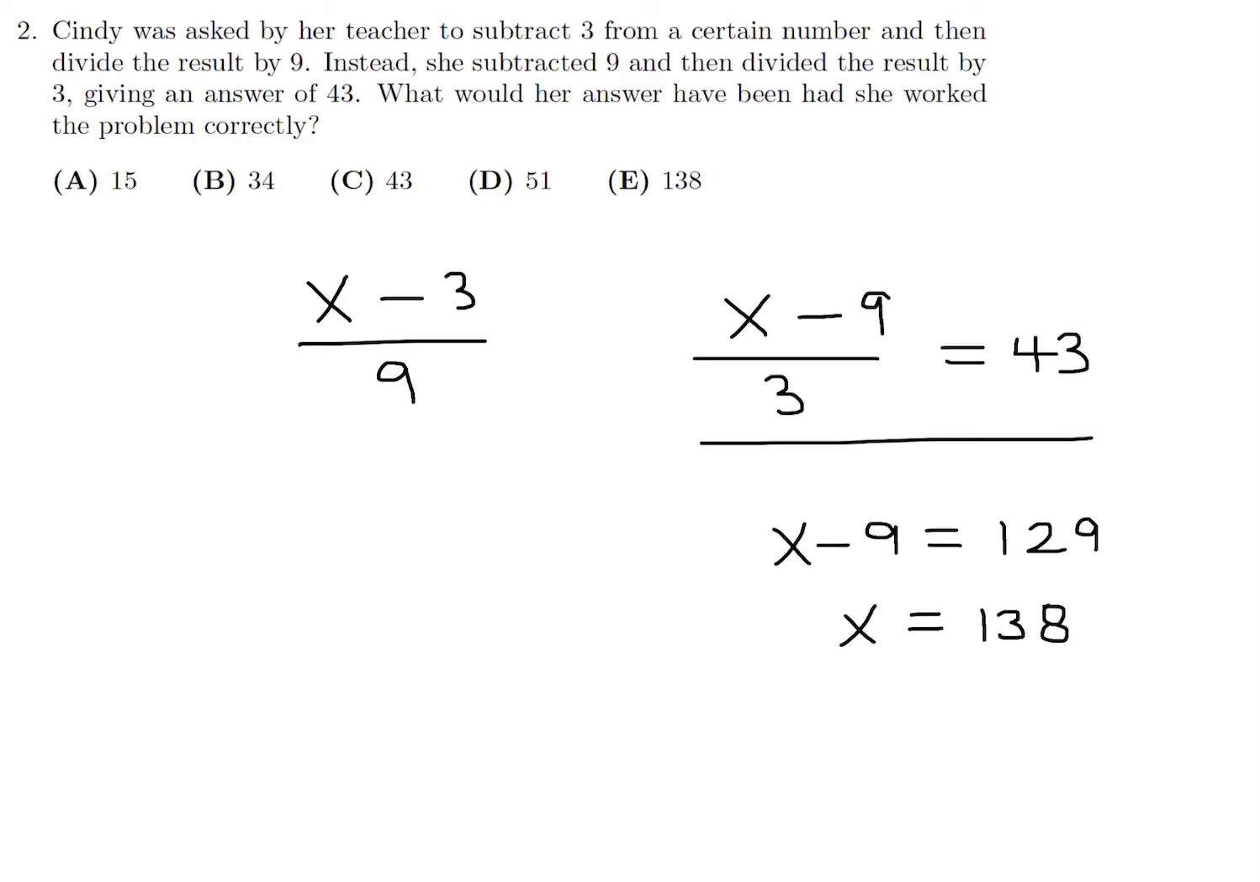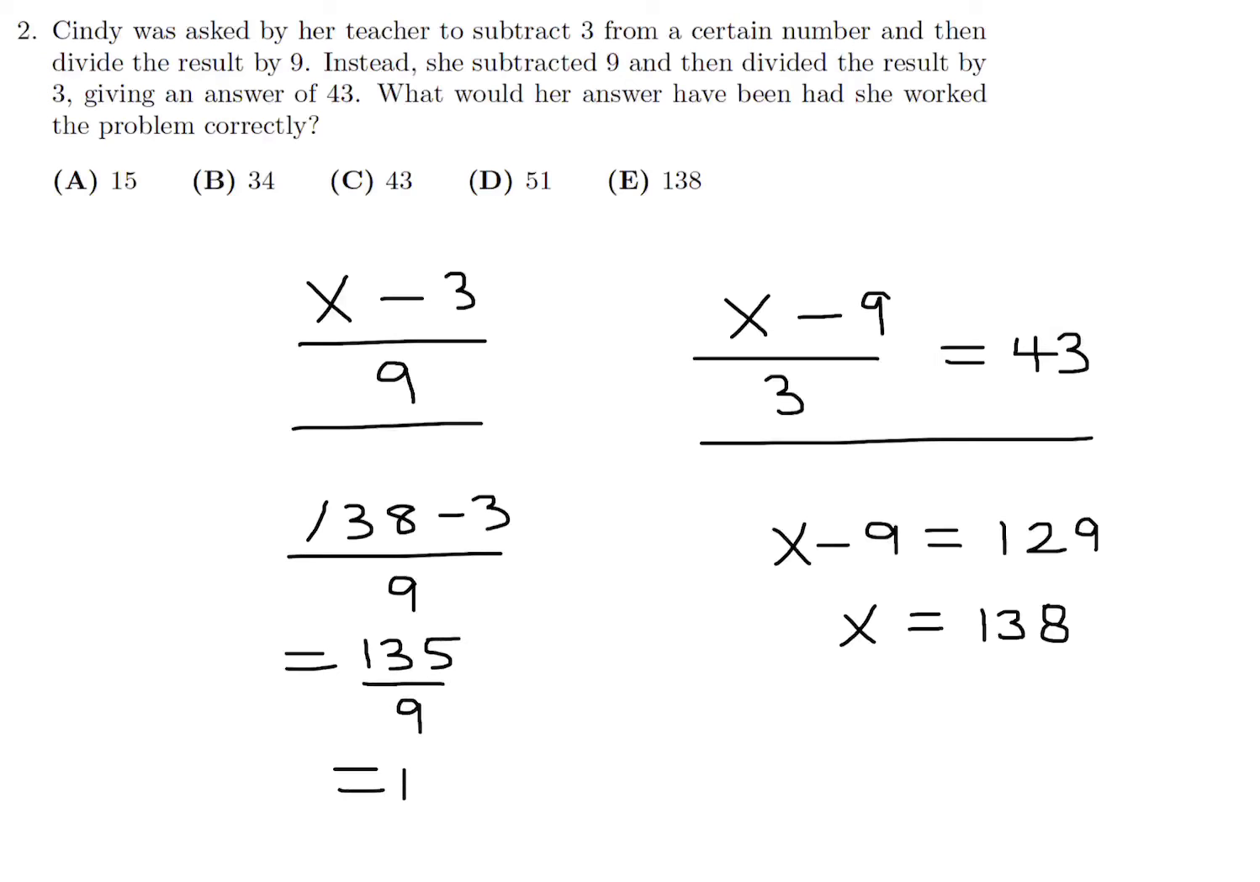And now we can use this to figure out the answer that she should have gotten if she had done the problem correctly. So it would have been 138 minus 3 over 9, which is 135 over 9, which is equal to 15. So that is the correct answer that she would have gotten. So for 2, the answer is A.